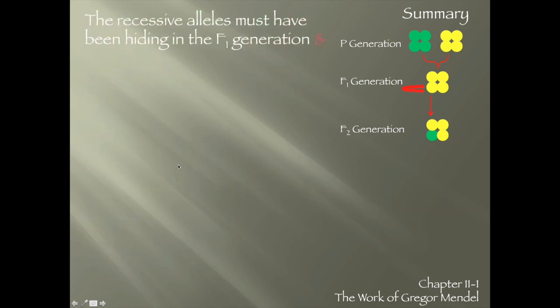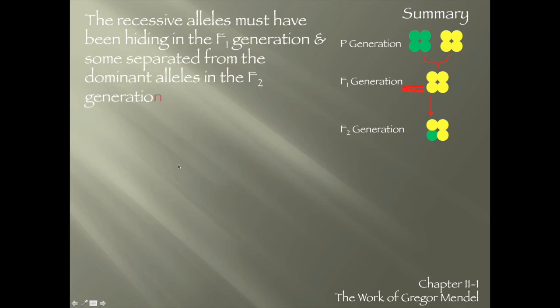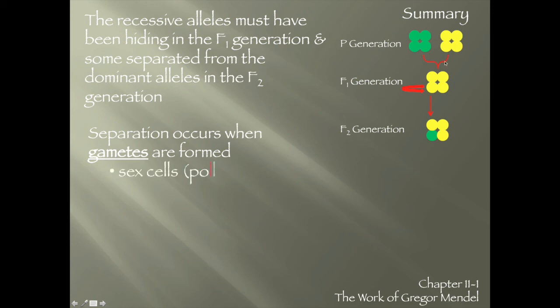So what has to happen is the recessive alleles must have been hiding in the F1 generation. The green alleles are there, but they must have been hidden by the dominant alleles. And then when the separation occurs, in other words, if these guys have 2 of every gene, these guys have 2 of every gene, these guys only get 2. So when does that separation occur? That's when individuals create gametes, which are your sex cells. In the world of pea plants, it's the pollen and the egg.